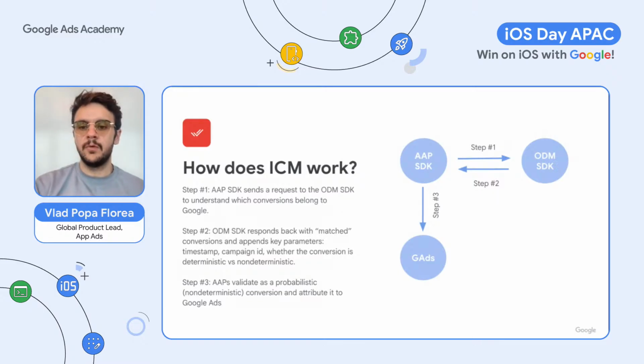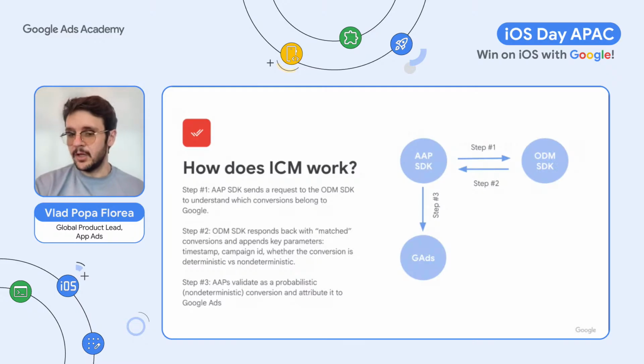The second step will be that Google responds, indicating whether the conversion belongs to Google and whether the conversion is deterministic or probabilistic, in which case we will add several device parameters to the conversion, such as timestamp or campaign ID. The MMP then validates the response using proprietary algorithms. If the response is not validated by the MMP, the claim is not eligible for attribution and obviously will be discarded.